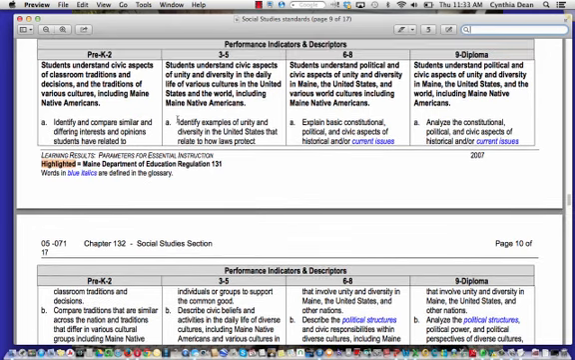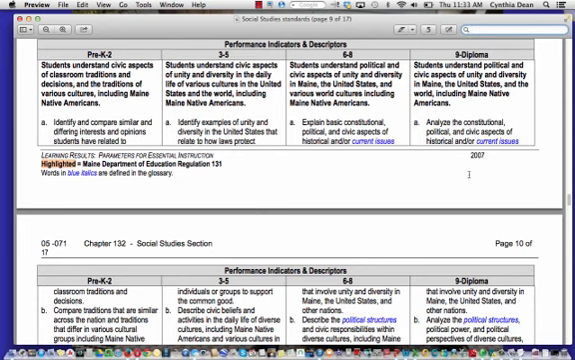And then we get up to 3 to 5. Now we're looking at the United States in general, and we're still identifying. And then when we get to 6 to 8, we're asking students to explain. And now we're looking at basic constitutional, political, and civil aspects of historical and or current issues. All right. When we get to 9 to diploma, we're asking them to analyze. So you can see the skill building going up through the standards.